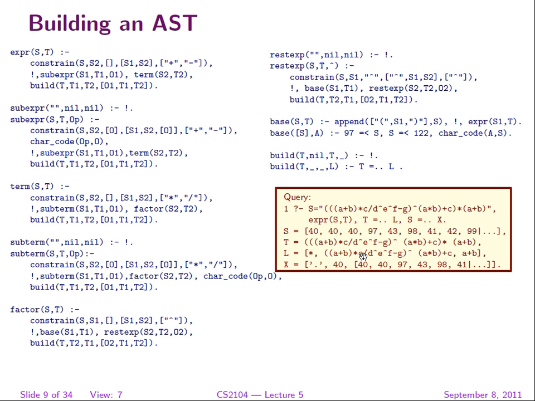L is showing you that T is a tree. So this is the univ operator, right? That will convert a term into the list containing its functor and its arguments.